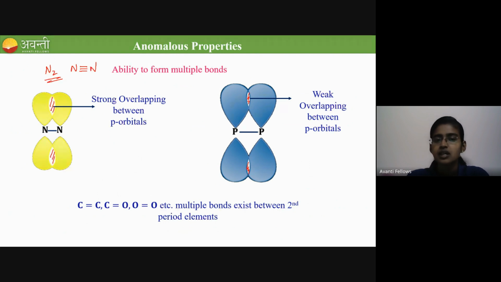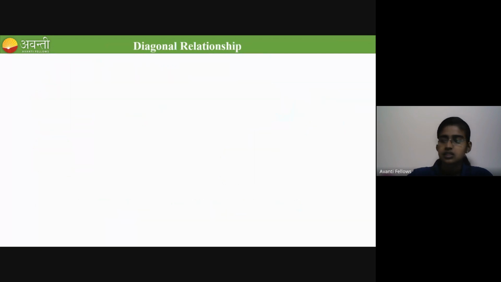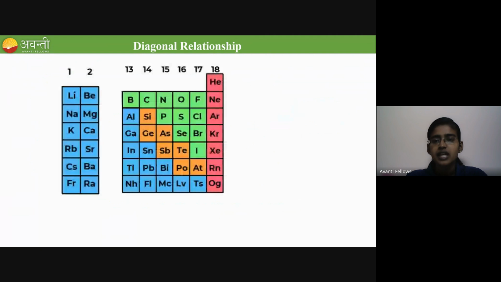So like this, many atoms form multiple bonds between them, and those multiple bonds are very, very strong for the second period elements. Got it? Now coming to the last small topic, diagonal relationship. Second period elements and third period elements are diagonally related with each other in some of their properties. Suppose I take lithium: lithium is diagonally related with magnesium, and beryllium is diagonally related with aluminium.